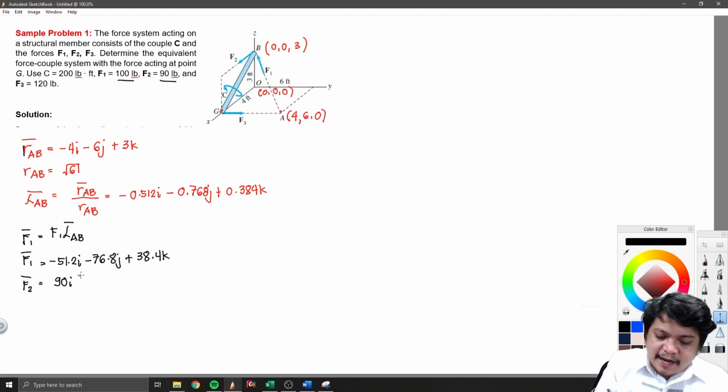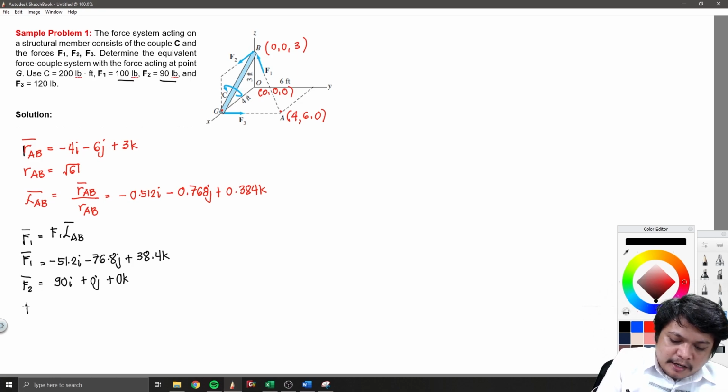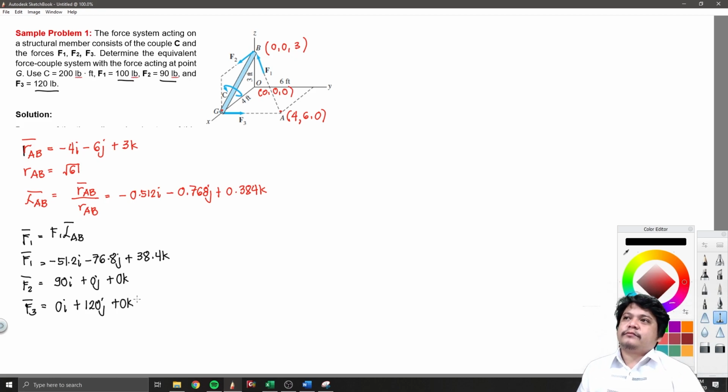Okay? So the rest wala na, no? Plus 0j, and then plus 0k. And lastly, we will be having here the F3. Si F3 is directed on the positive y direction. So you will be having here 0i. At ang F3 mo is 120. So that is 120 of j. And then plus 0k. Okay?